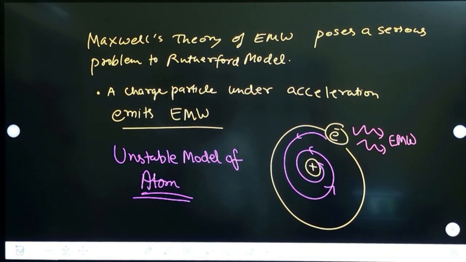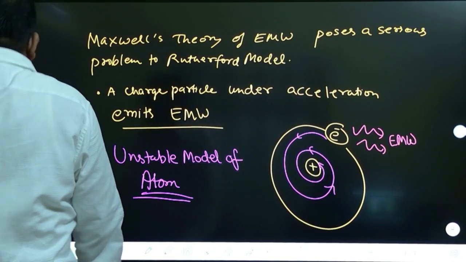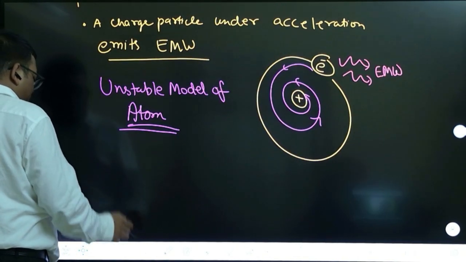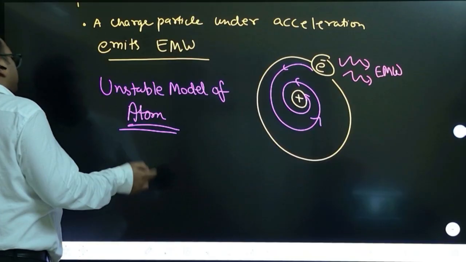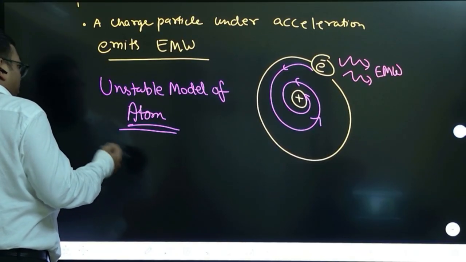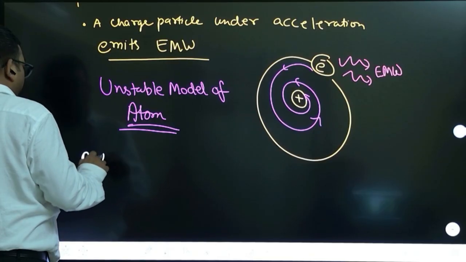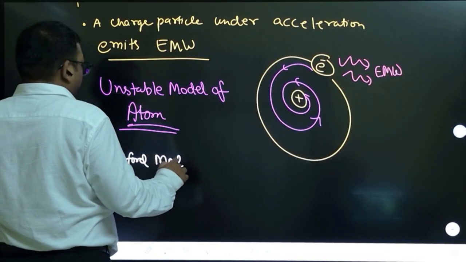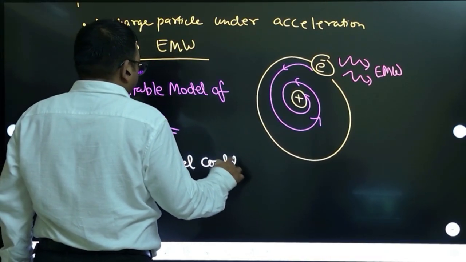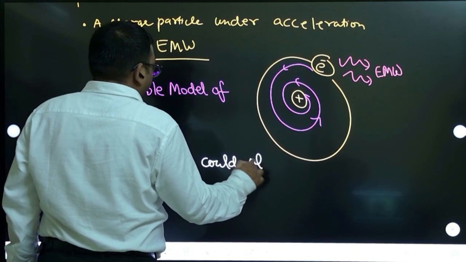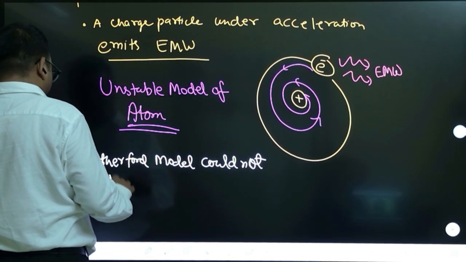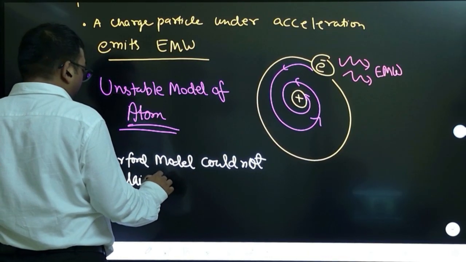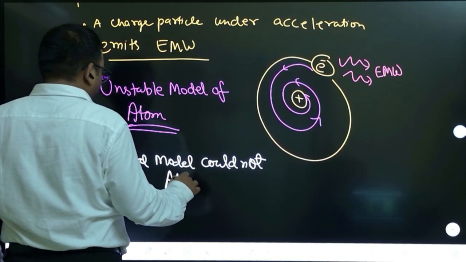Moreover, there were many things, but this was the main problem. The Rutherford model also could not explain the emission spectra, the atomic spectra. So the Rutherford model could not explain atomic spectra.